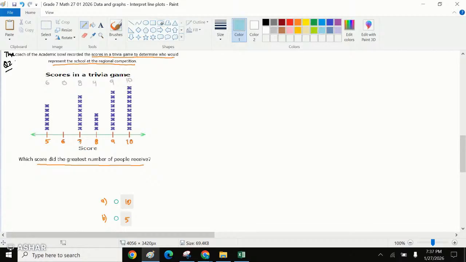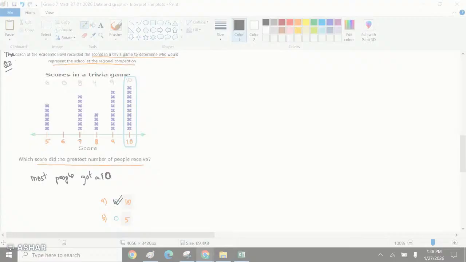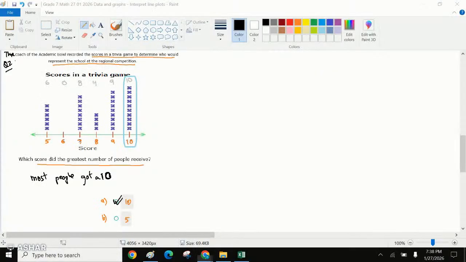Just by looking at the highest tower, we can say, right, a score of, yes, most people got a 10, right? Sorry, got a 10. So that means option A is the correct answer. Thank you, Prem. For the next question, it says, students at school wrote poems for a competition.